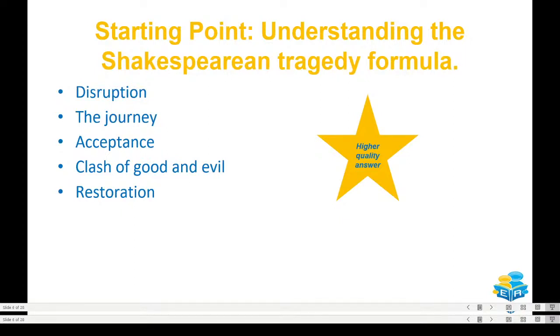Okay, so again, that is the tragedy formula, and like I said, it's just to give you an idea. I'm not telling you to specifically write about this, but it will allow a deeper and richer discussion hopefully, and it will give you that higher quality answer. And it's an easy way to remember the plot as well. So I can put this scene into disruption, that's going to be the journey, the acceptance. It's to help you along with your thinking, and ultimately when you're writing about the key moments.